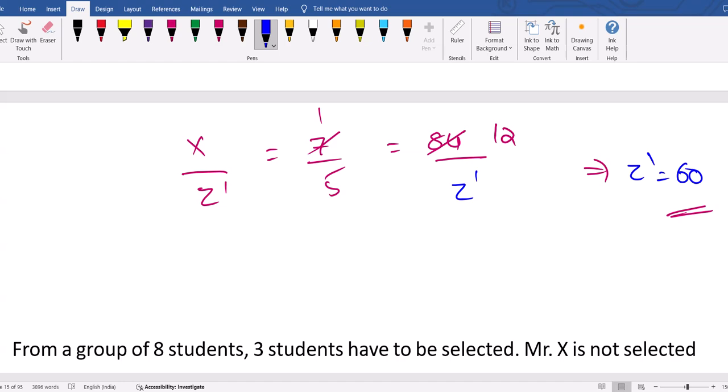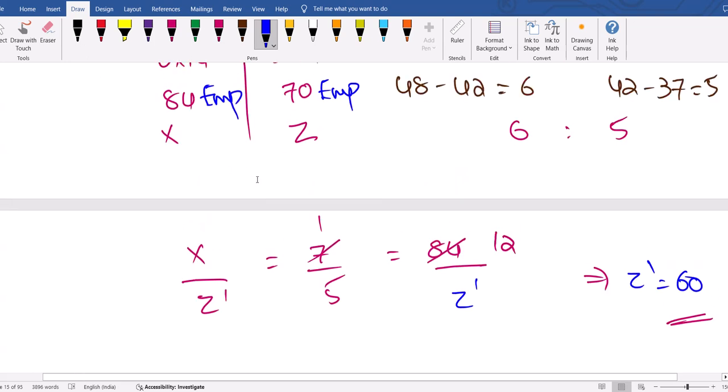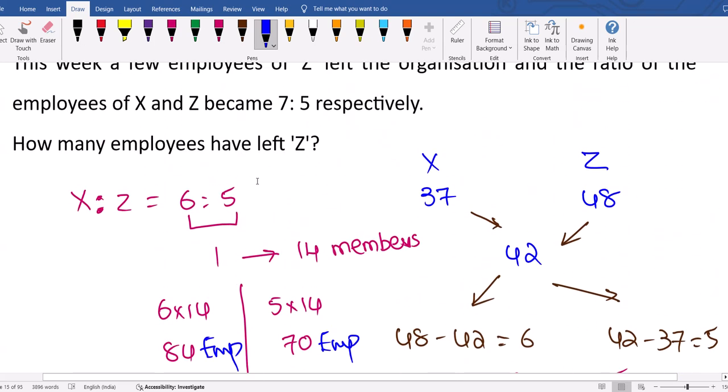Z dash. Some people left, so Z is changed. Previously Z is 70, now Z is going to change. So 7:5 is the new ratio. X is not disturbed. The number of employees in X is the same. Now Z will be changed. So previously 70, now 60. Fine. So how many employees left? Okay, so this question can be read in a different way.